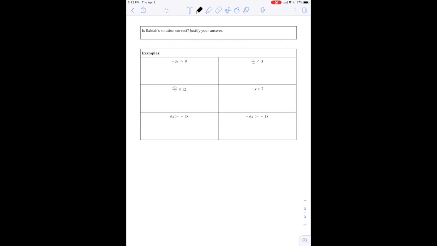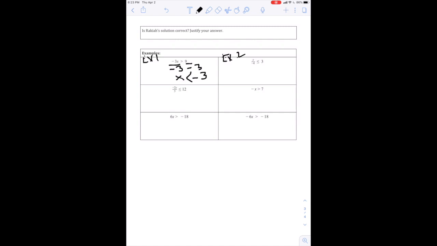So let's look at these examples. I'm going to do the first two, example 1 and example 2. And then we'll do the other two, and I'll let you do those separately. So example 1, negative 3x is greater than 9. I'm going to divide by negative 3 on both sides. I get x and negative 3, but because I've just divided by a negative number, I know that my sign has got to switch.